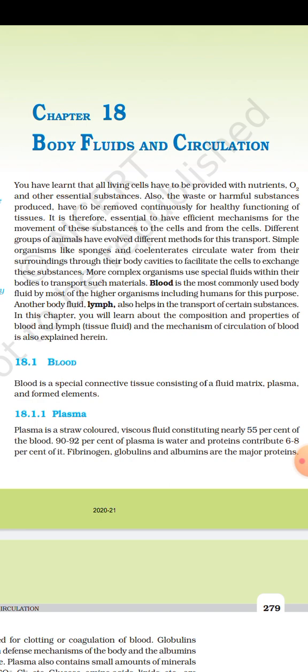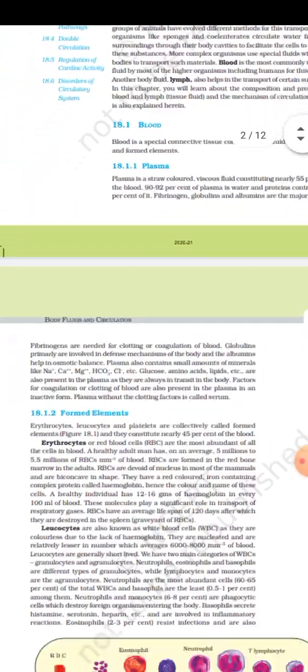Now, blood. Blood is a special connective tissue consisting of fluid matrix, plasma, and formed elements. Plasma is a straw colored, viscous fluid constituting nearly 55% of the blood. 90 to 92% of plasma is water, and proteins contribute 6 to 8% of it. Fibrinogen, globulins, and albumins are the major proteins, having different functions.